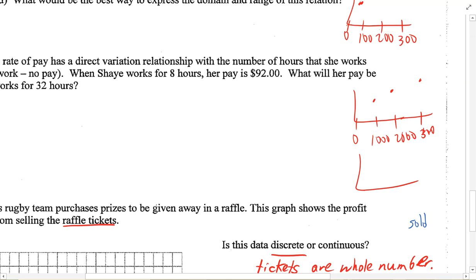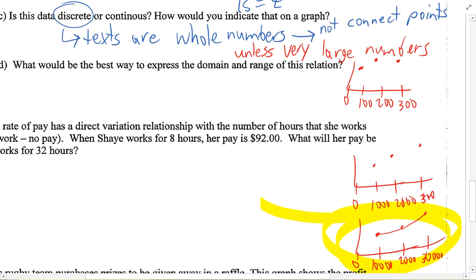But what if you had this? 0, 10,000, 20,000, 30,000. Well, those numbers are so large. Now you might actually connect the points, because there's a lot of numbers between 10,000 and 20,000, aren't there? So to show that, you would probably draw your lines. But if there are smaller numbers, you probably wouldn't draw your lines. But guess what? Even when I draw my lines, what kind of data do I have? I still have discrete data. It's just that the numbers are so large, it makes more sense to draw them then.